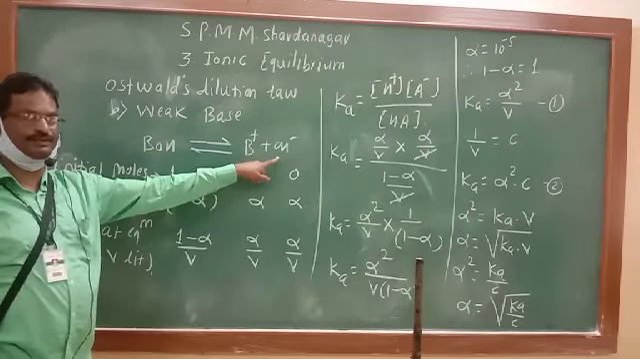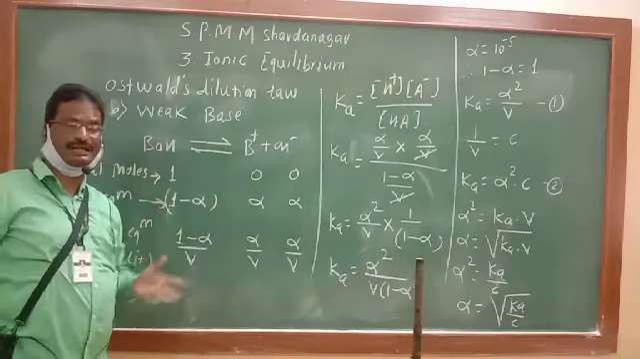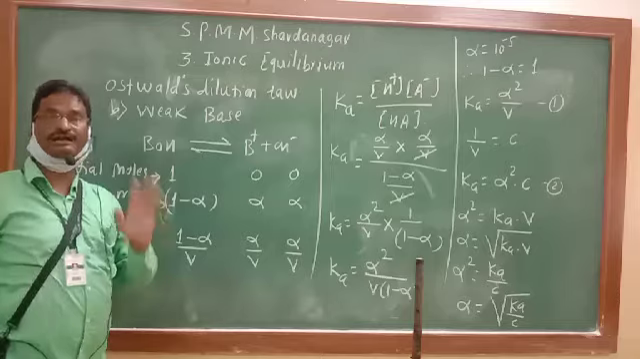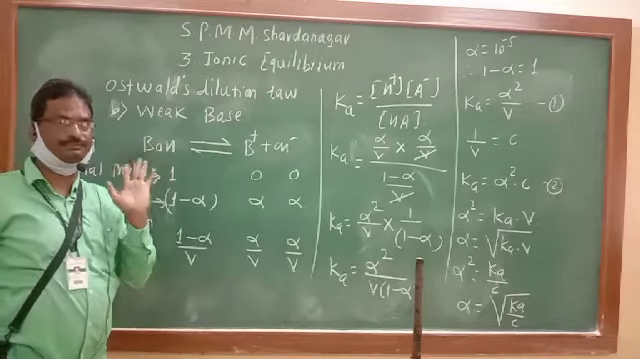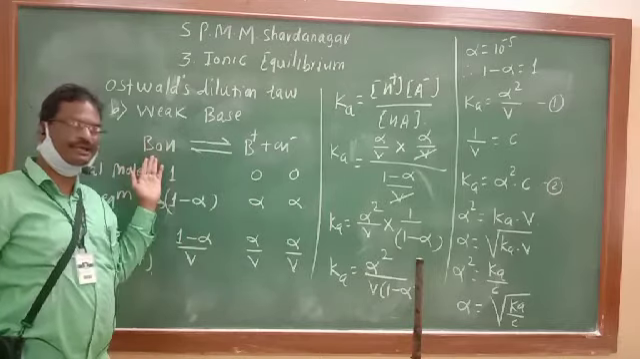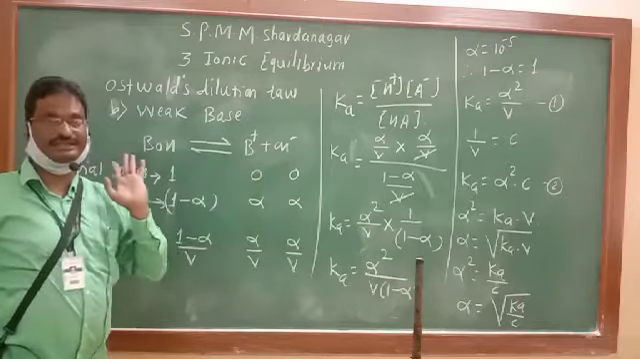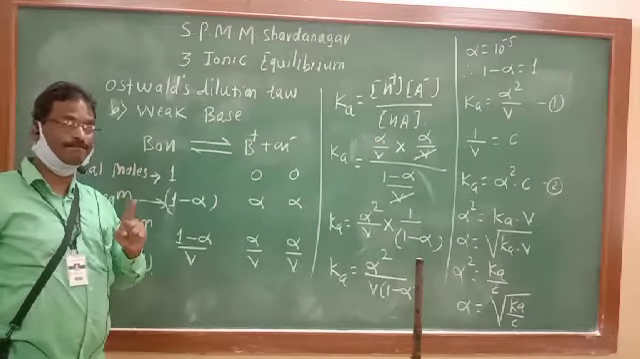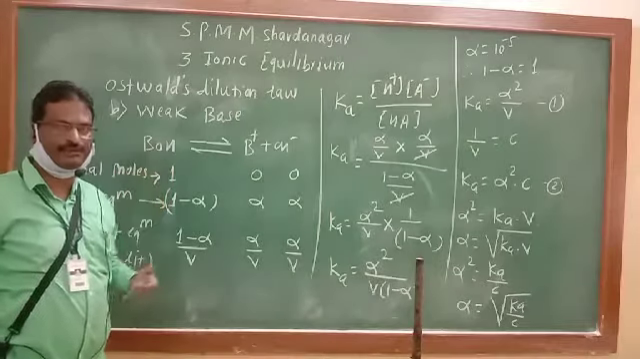Reversible. At equilibrium, both forward as well as backward reactions are present. At the state of dynamic equilibrium, the reaction is not stopped. Concentrations are constant: concentration of BOH, B plus and OH minus. Concentrations are constant at equilibrium, but the reaction is not stopped. That is the state of dynamic equilibrium.